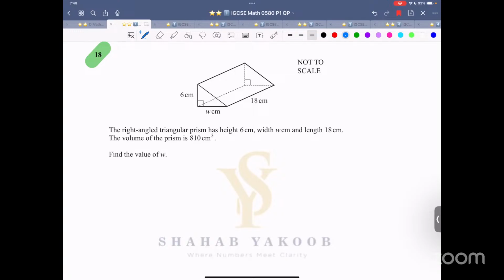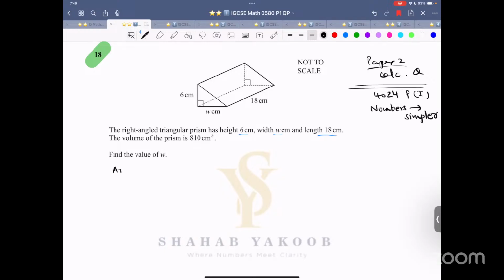Okay. So now the right angle triangular prism has a height of 6 centimeter, width of W, and length of 18. The volume of the prism is 810 centimeter cube. Find the value of W. So expect easy numbers because this is like a paper 2 calculator question. But when it comes to your 4024 paper 1, the numbers will be simpler. Let's see how simple these are. Is this possible or not? Not sure. Find the value of W.